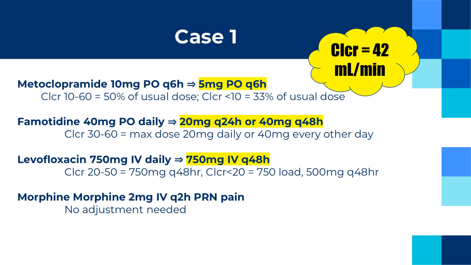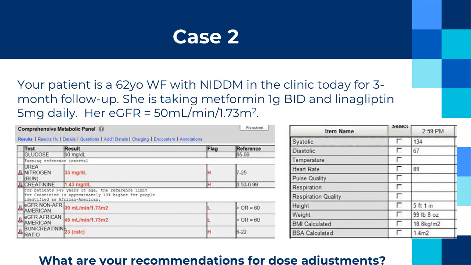The recommendations there are when creatinine clearance is between 20 and 50, the dosage should be 750 milligrams Q48 hours. The morphine doesn't require dose adjustment, so we will leave those orders as written.